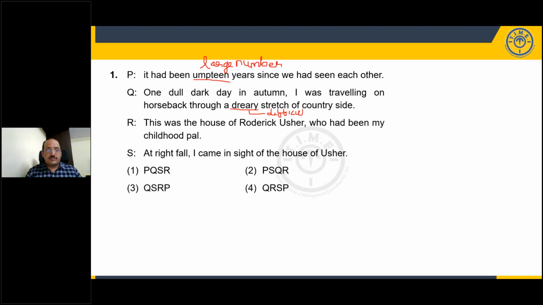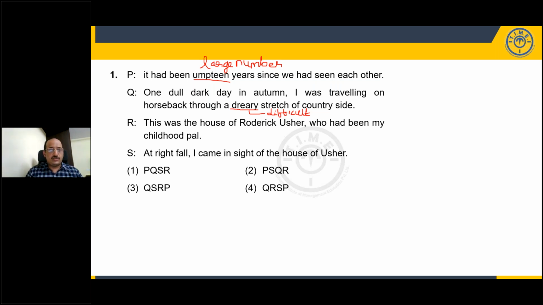This was the house of Roderick Usher, who had been my childhood pal. At nightfall, I came in sight of the house of Usher. Okay. So if I read these four lines, it talks about possibly the author riding through a particular place. He saw a house that had belonged to a very old friend of his. It had been a long time since they had seen each other.